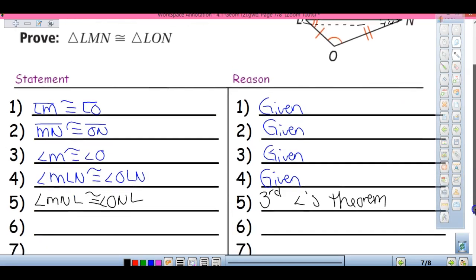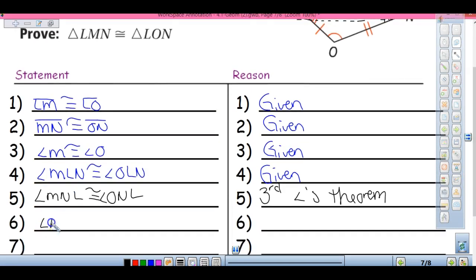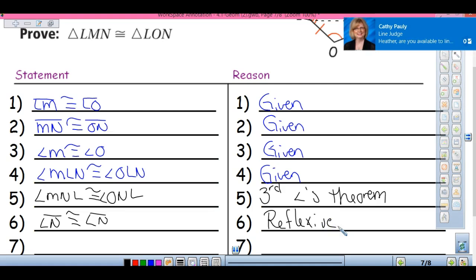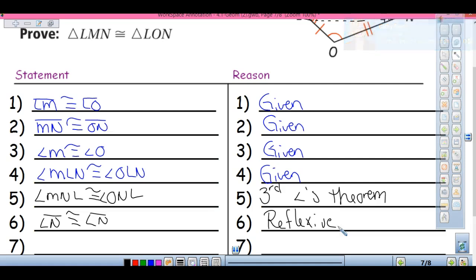Okay, so I can say that LN is congruent to LN, and anytime you have a shared side like that and you mark them congruent to itself, it is the reflexive property. Okay, think of it as a reflection of itself. If something's congruent to itself, that is the reflexive property. Reflexive, that's what's written up there.